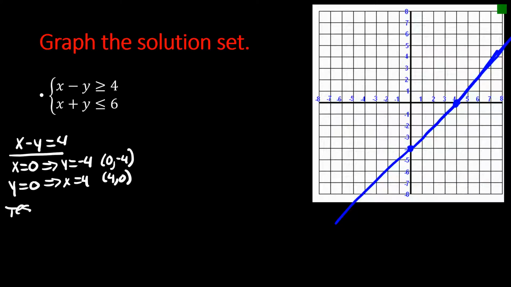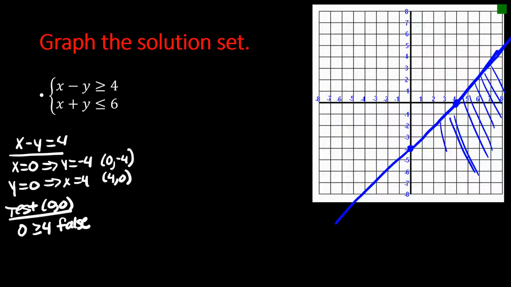Now let's test our origin 0, comma 0 into that inequality. We have x minus y, 0 minus 0, so 0 is greater than or equal to 4. That's a false statement. So we're going to shade the opposite side of 0. And I'm just going to draw some lines like this to denote this is what we're looking at. Okay? Let's look at the next one.